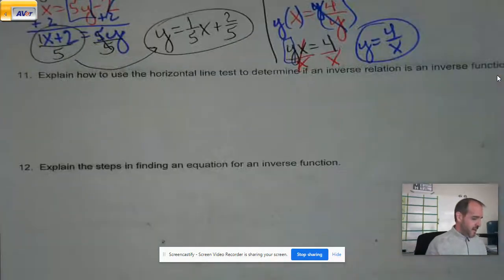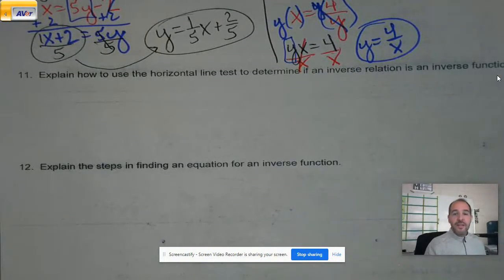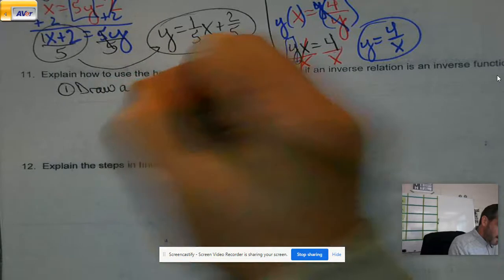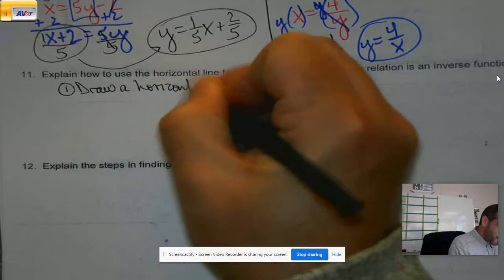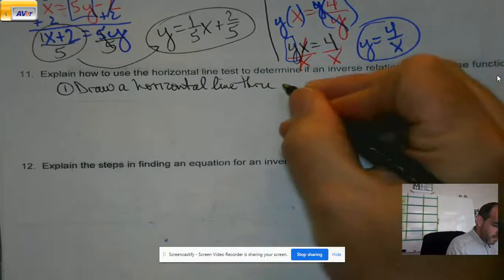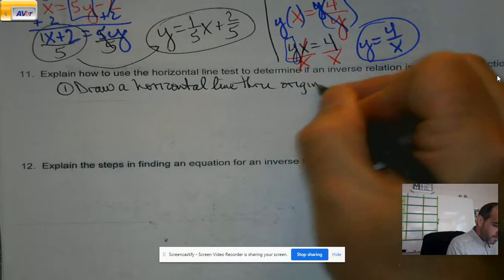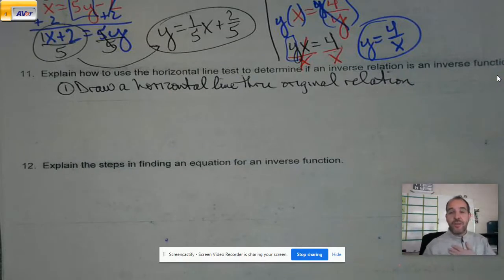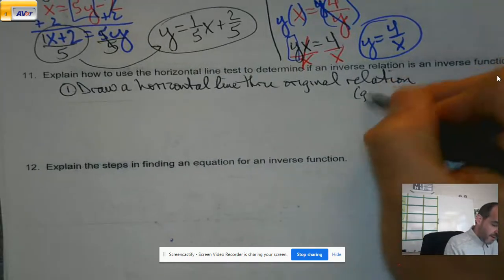Okay, explanation time. Gee, this might not come up on anything in the future. Explain how to use the horizontal line test to determine if an inverse relation is an inverse function. Well, first we've got to draw a horizontal line if we're going to take the test. So we're going to draw a horizontal line through the original relation, in other words, through the original expression, the original equation, the original graph, even if you wanted to put it that way. That's perfectly fine.